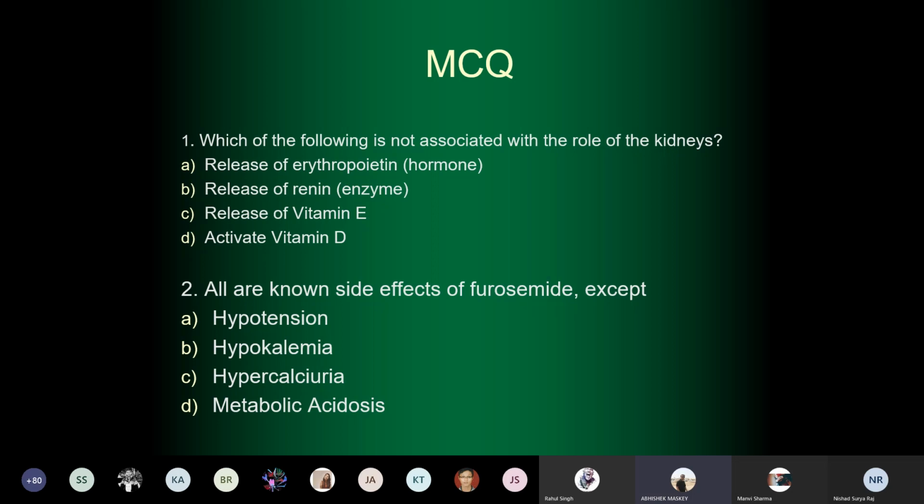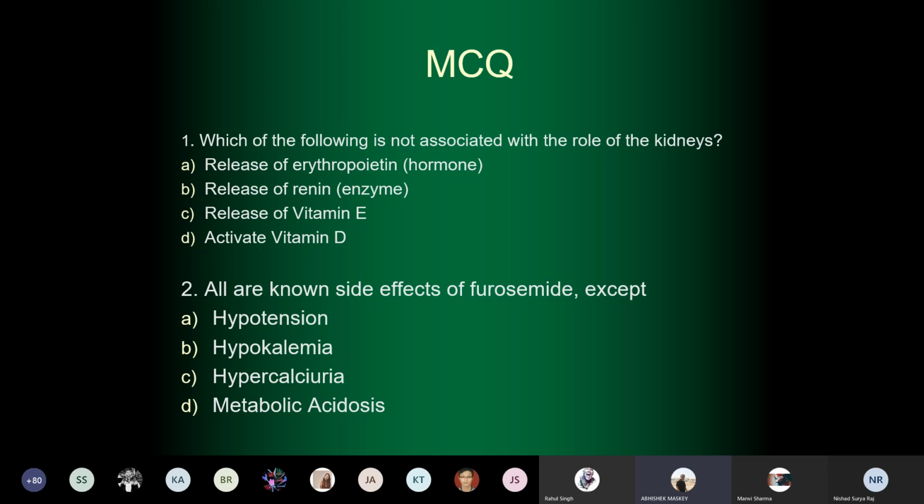Lasix or furosemide, because it is needed to have the electrical gradient, the potential gradient has to be there to reabsorb the calcium and magnesium divalent cations. Those are divalent cations, they have to be reabsorbed, and this also will not be there. So the answer is actually D.